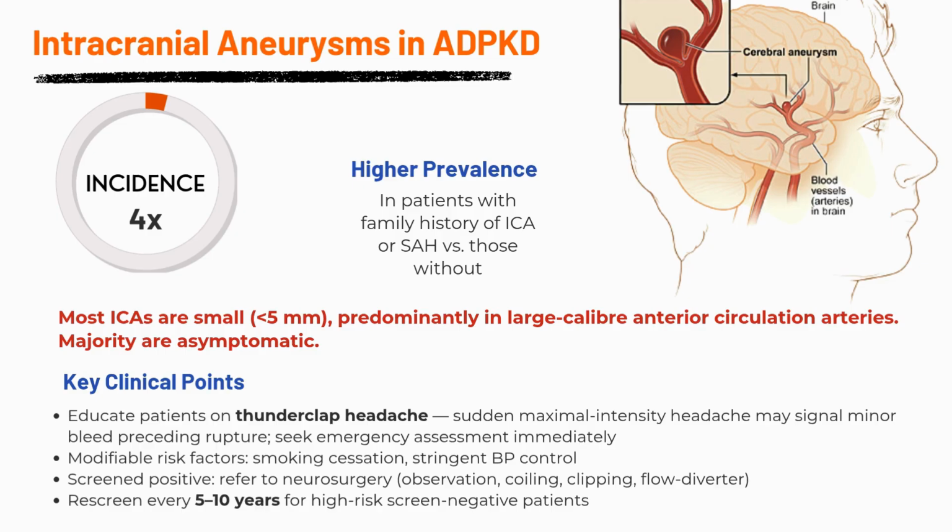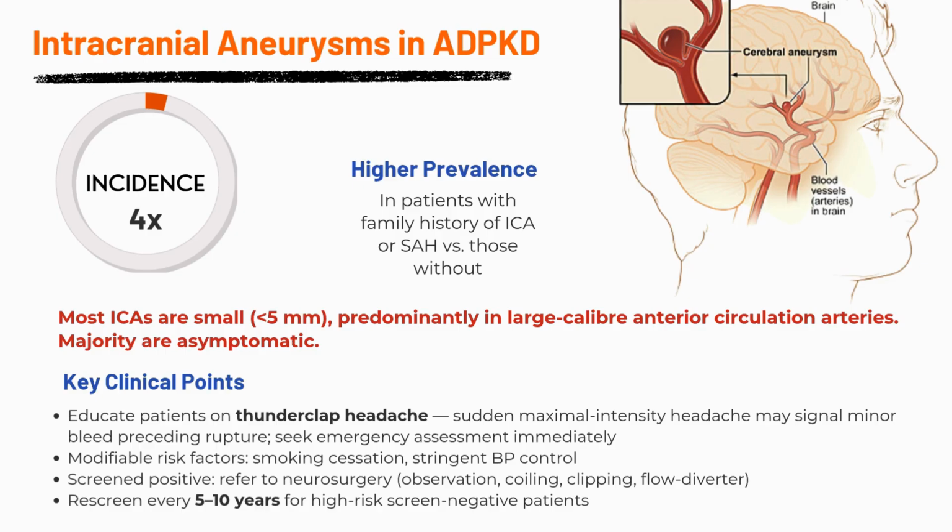Screening is not for everyone, it's targeted. We screen patients with a family history of aneurysm or subarachnoid hemorrhage. Also consider screening high-risk professions or before major surgery or transplantation. If initial screening is negative but the patient is high risk, rescreening every 5 to 10 years is reasonable.